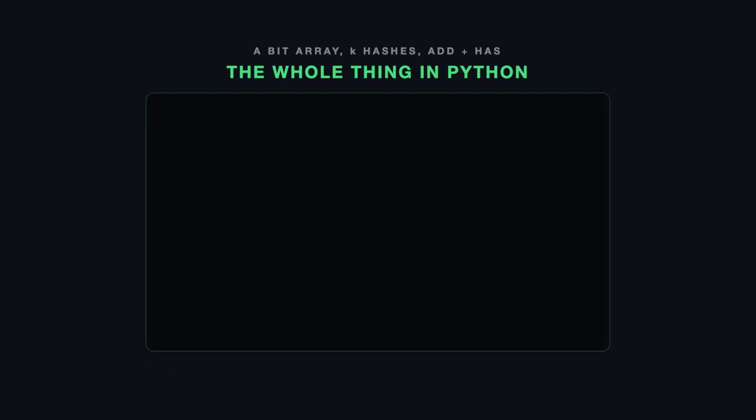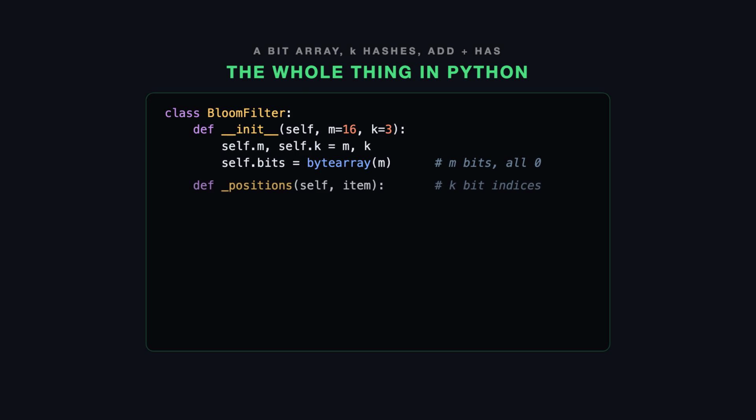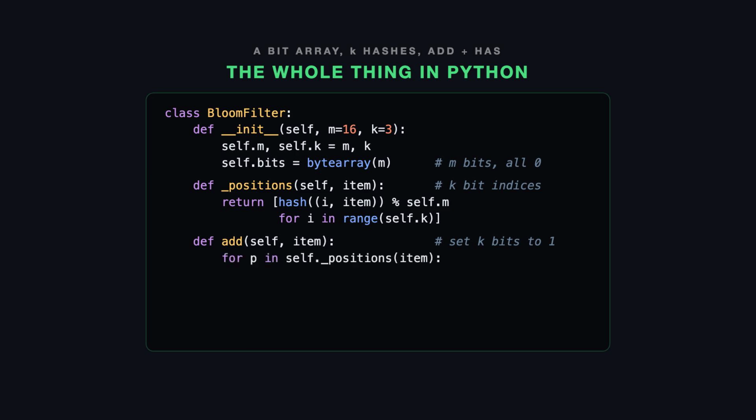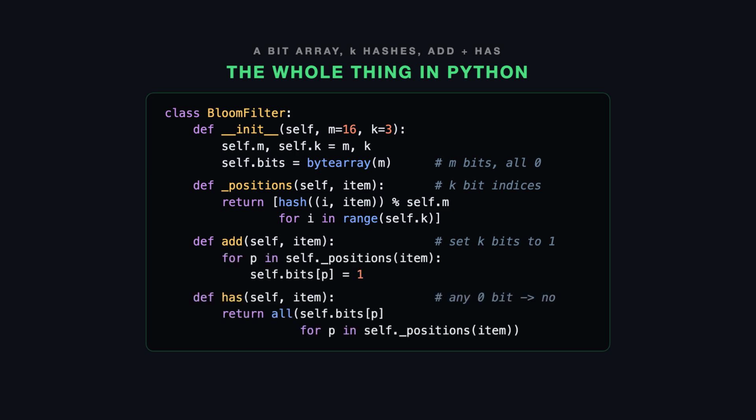Here it is in real, correct Python, the whole thing in a few lines. We keep a byte array of bits, all zeros to start, and a small helper that hashes an item to k positions. Add runs that helper and sets each of those bits to 1. And the membership test returns true only if every one of the item's bits is a 1. If even a single bit is 0, all returns false immediately, definitely not present.